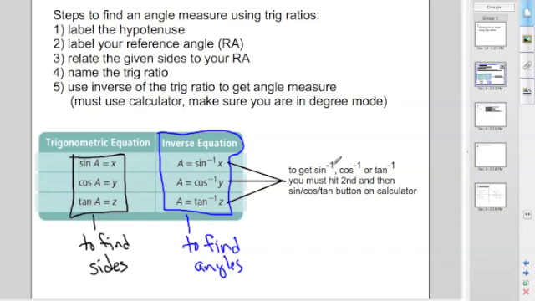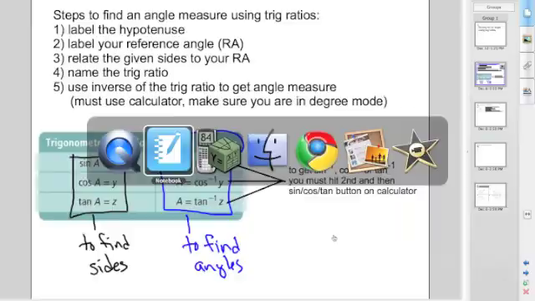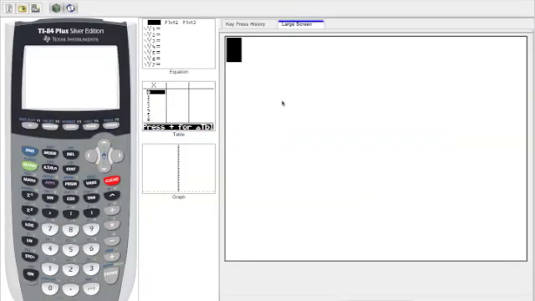To get the -1 on sine, cos, and tan, you have to hit your second button and then sine, cos, or tan. I'll show that on our calculator right now. Here's our calculator. As you notice, you have sine, cos, and tan here. In blue, if you can see it, you have sine -1, cos -1, and tan -1. If you hit second, then cos, the -1 shows up with the cos. And if you hit second tan, you get tan inverse.